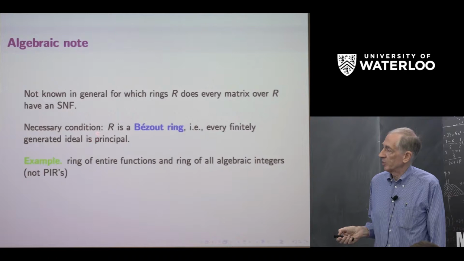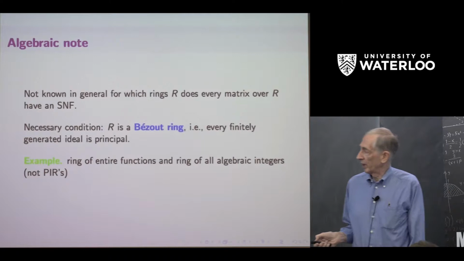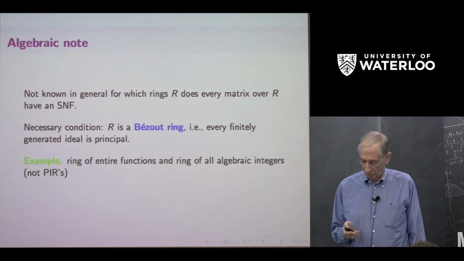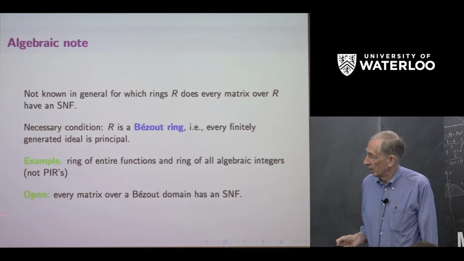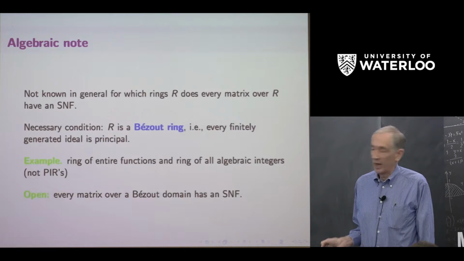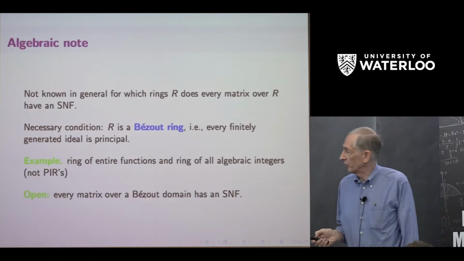But there are Bézout rings that are not Noetherian, like the ring of entire functions and the ring of all algebraic integers. And an example of an open problem in this area is whether every matrix over a Bézout integral domain has an SNF. That is not known. They're not very relevant for the combinatorics.